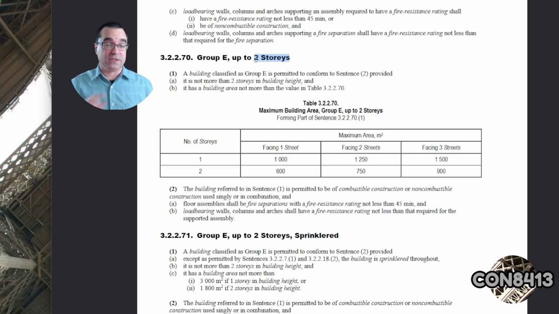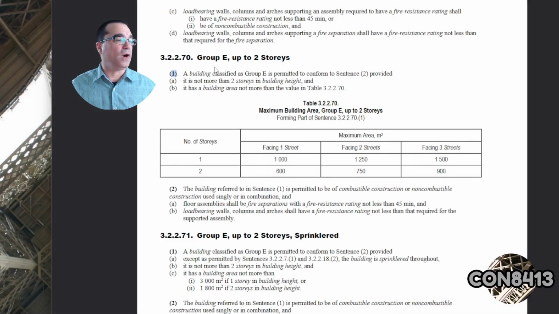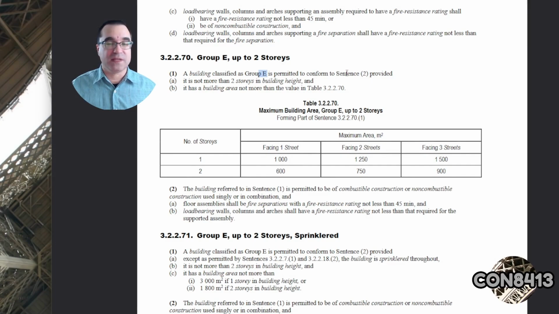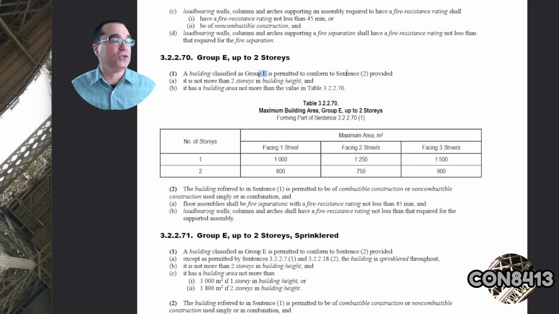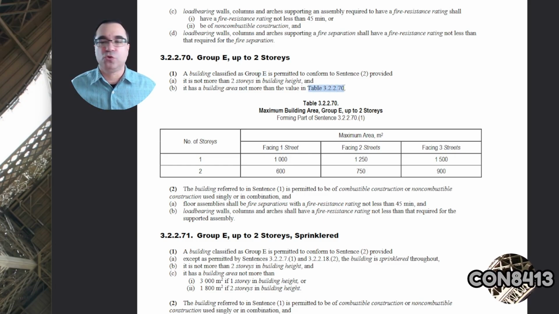That's a possibility. So if it's a possibility, we have to start reading top to bottom, starting with sentence number 1 right here, okay? So sentence 1, a building classified as Group E is permitted to conform with sentence 2 below, provided it is not more than 2 stories in building height. Check, our building is not more than 2 stories. And it has a building area of not more than the value in table 3.2.2.70. So that's this table right here.